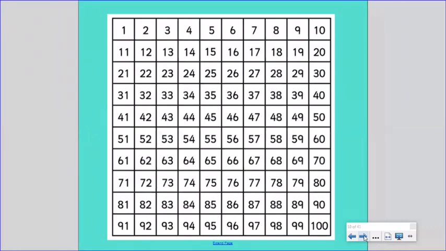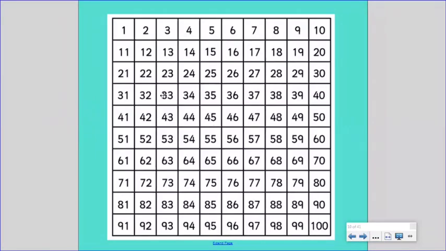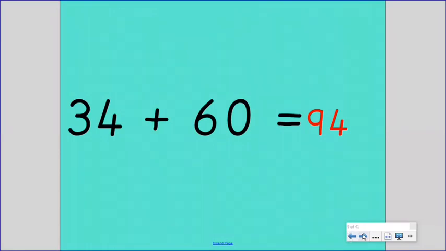To do that question, you could also use a 100 square if you wanted to. You would find our starting number, which was 34, here on the 100 square, and for counting tens on our 100 square, we move down, and we need to move down 6 spaces, 6 tens, so 10, 20, 30, 40, 50, 60, and we'd land on 94, and our answer is 94. So if you've got a 100 square at home, you can feel free to use that.